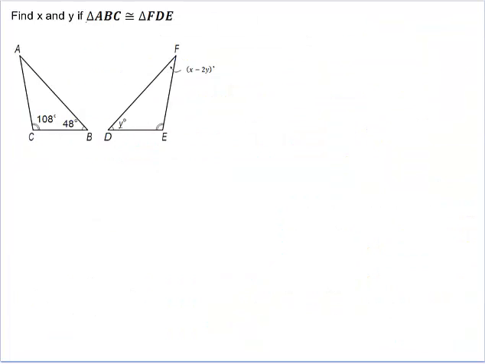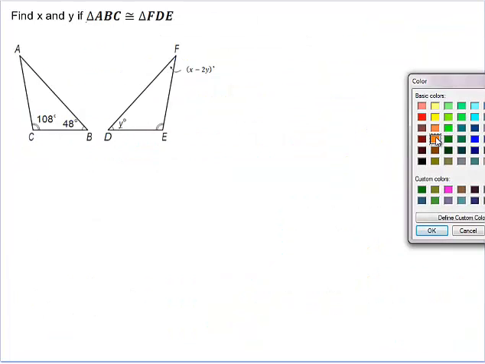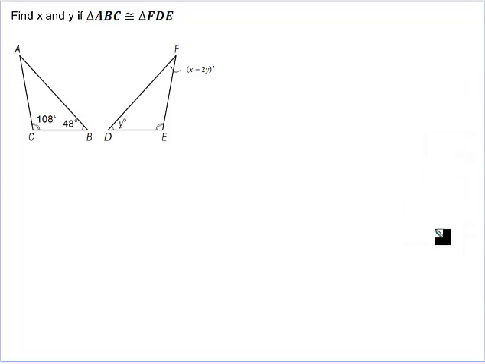So here we want to find x and y if triangle ABC is congruent to triangle FDE. Well, if they're congruent, that means that their corresponding parts have to be. So that means A has to be congruent to F. So those two angles must be equal. Notice that we already have some other equal marks on here. Well, right here we have angle D and angle B marked as congruent. Angle B is 48 and angle D is Y, so we know Y is 48 degrees.